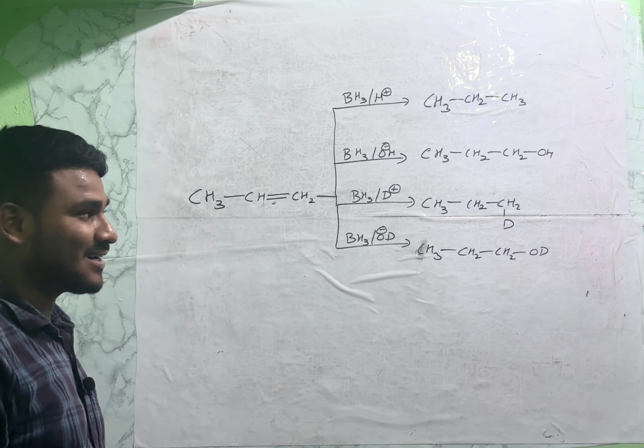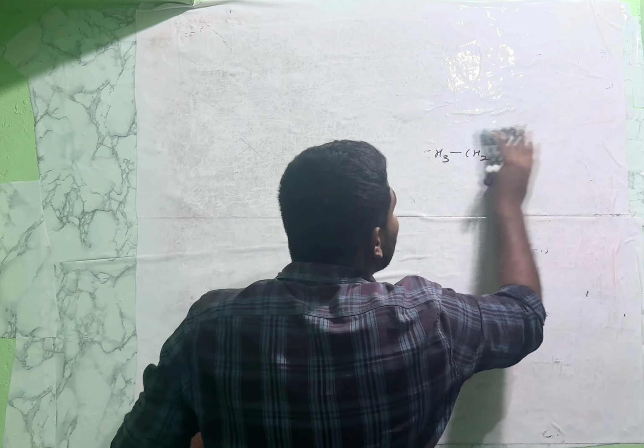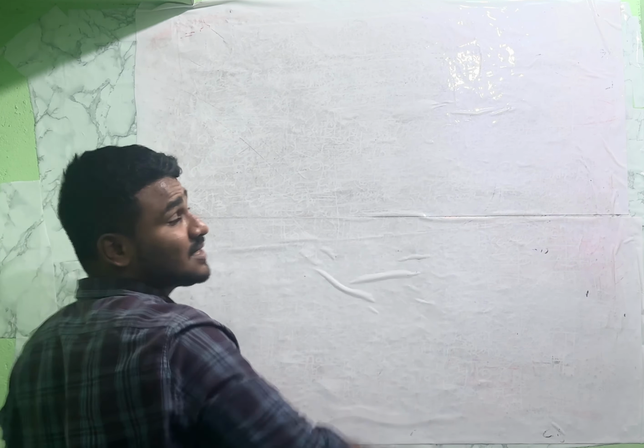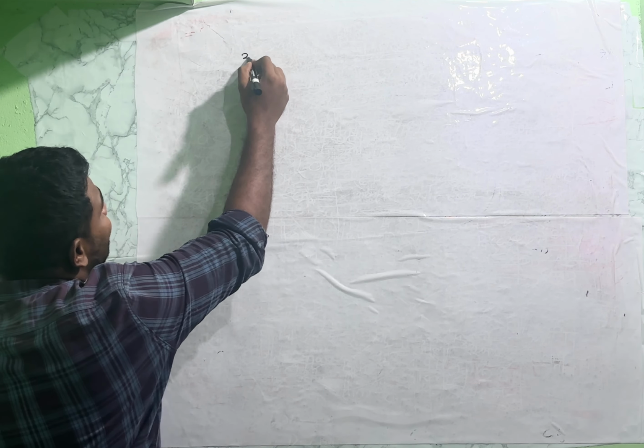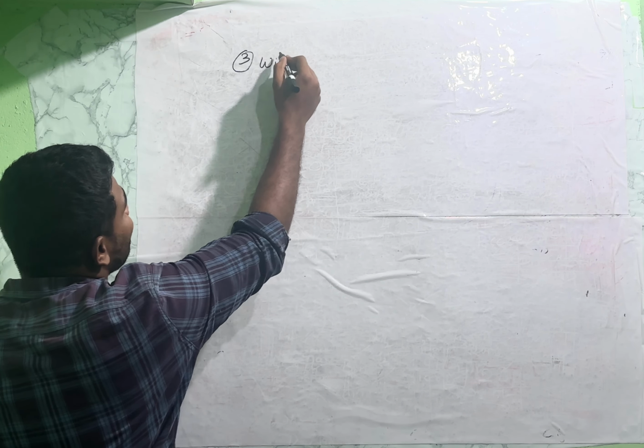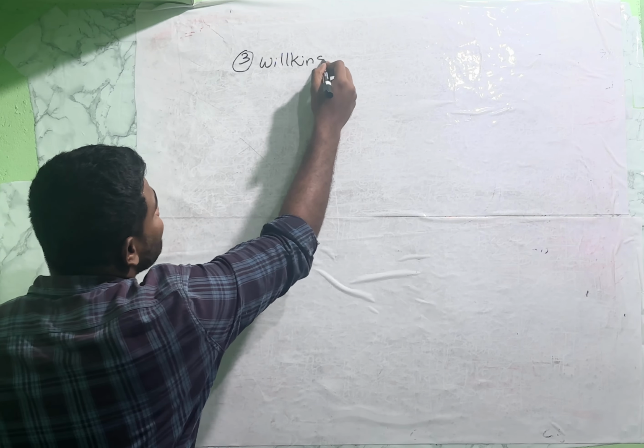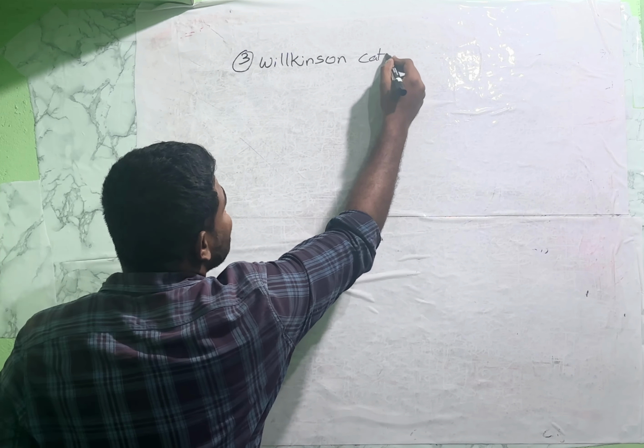Up to now we discussed two conversion methods of alkene to alkane. The first one is the Sabatier-Senderens reaction and the second one is reductive hydroboration. Now we will see the third one, that is Wilkinson catalyst.